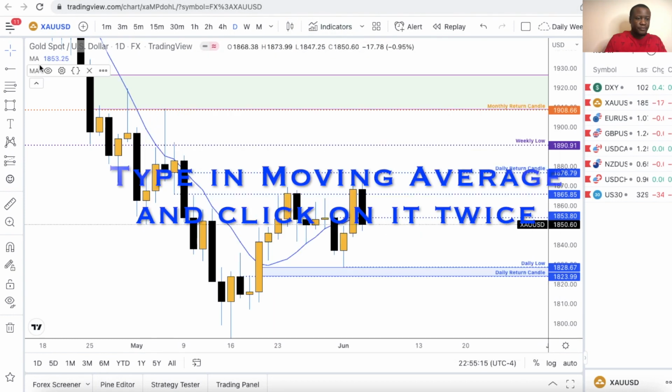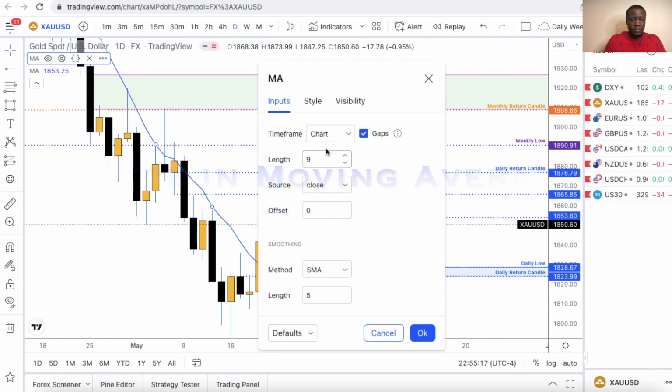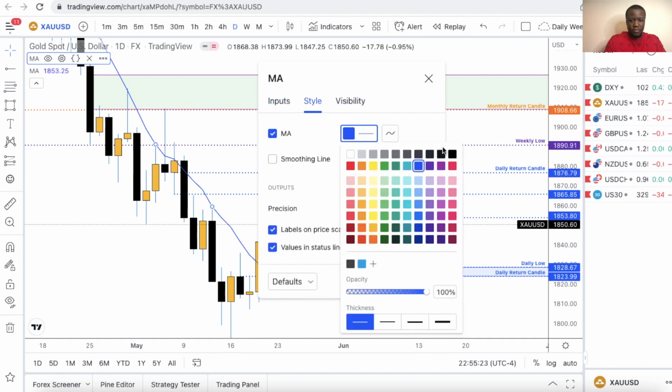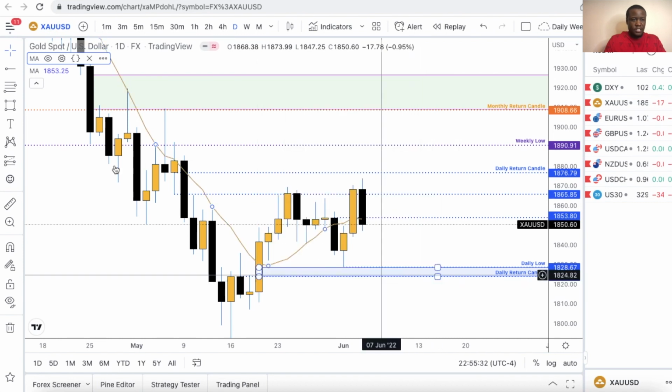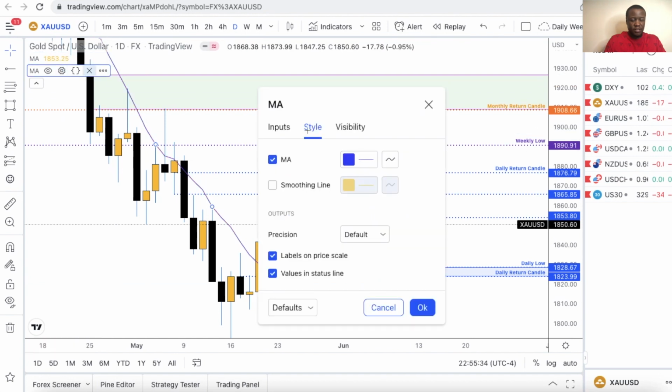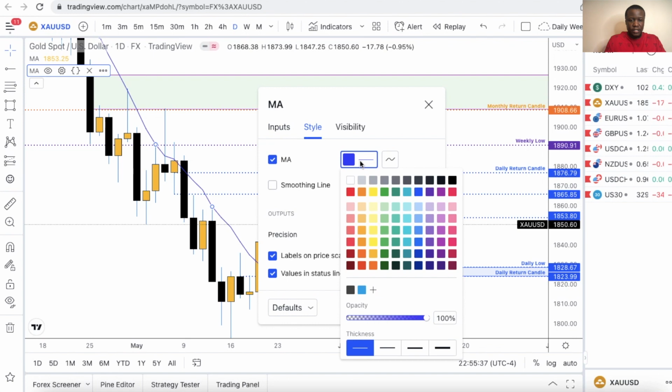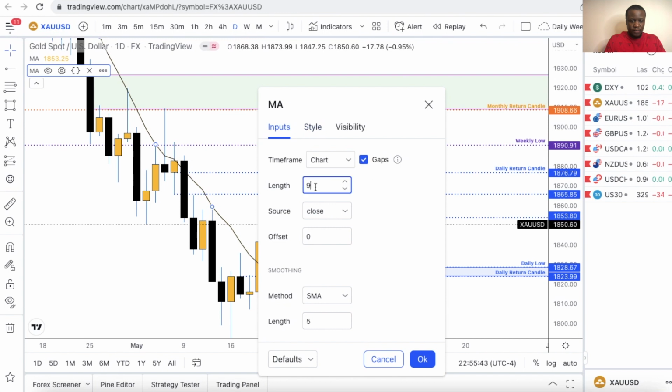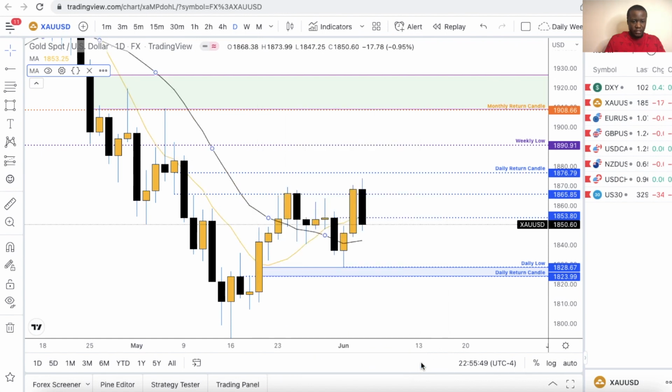So indicators, and then we got one at 9. You can leave it at 9. For style, since we're using the gold chart, I'll put this one as gold. So that's the close moving average. This is the other moving average that's going to be on the outside. We'll put this as black. And I didn't change the input. You put the second moving average as 18.